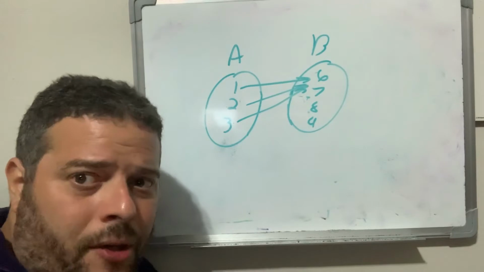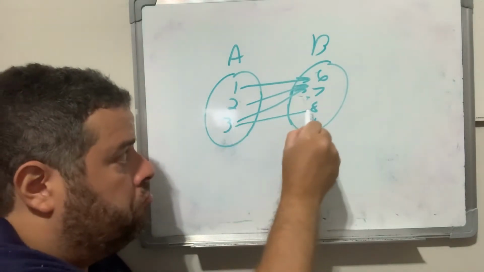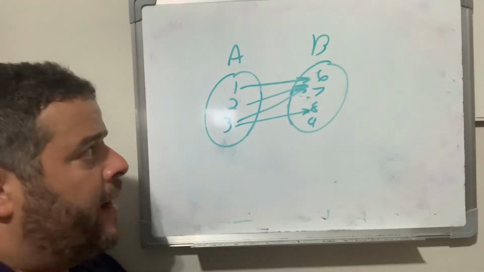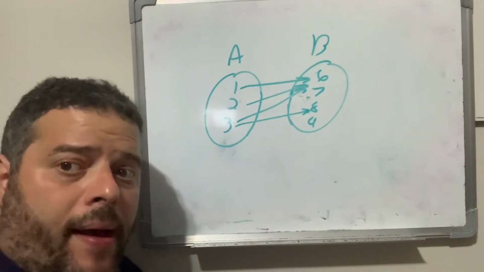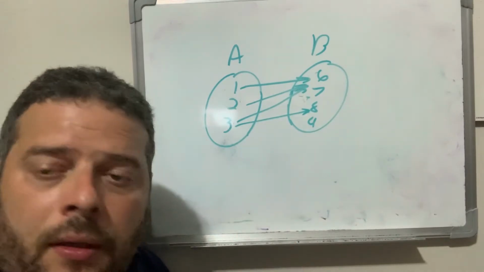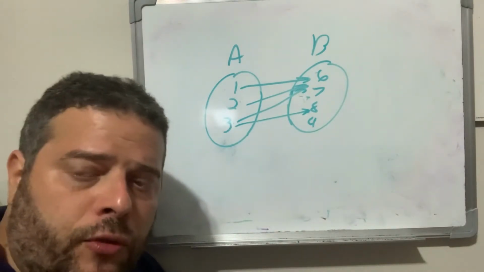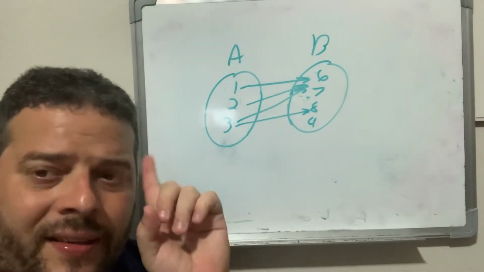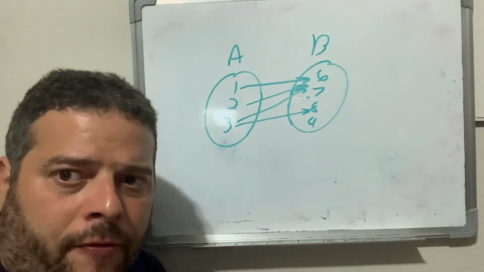When would a Venn diagram not be a function? 1 has a single value, 2 has a single value. 3 now has 2 possible values. 3 could be either 6 or 3 could be 8. Not a function. Pretty straightforward. So again, when you have multiple outputs per single input, that would not be a function.